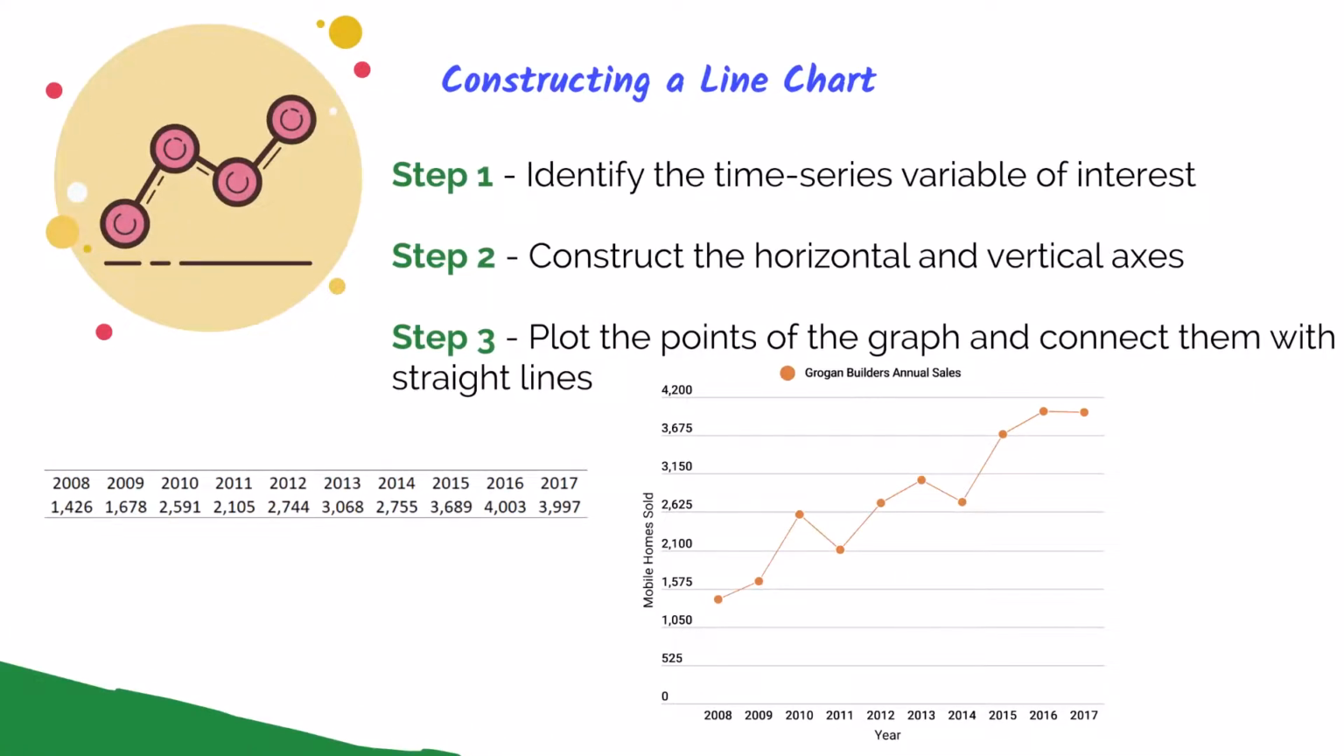So to construct a line chart, our first step is to identify the time series variable of interest. So here our variable of interest is the number of mobile homes sold. The next step is to construct the horizontal axis for time and then the vertical axis for our variable of interest. So here on the left-hand side, we have a table of data that we're going to use to create this chart. The year is starting from 2008 up until 2017, and then below each year is the number of mobile homes sold. So in step 3, we can then plot the points on the graph and then connect them with straight lines. We don't typically do this by hand though, we would use Excel to create this chart.